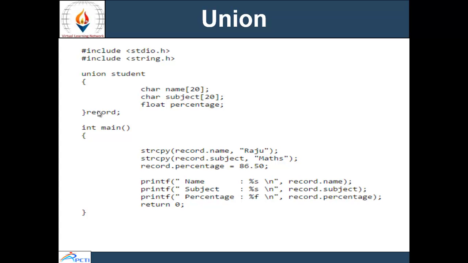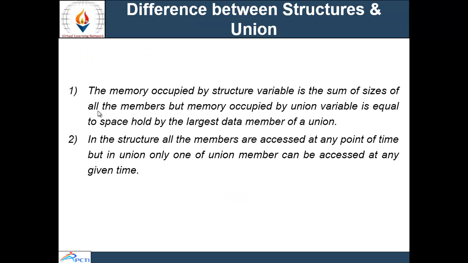Program. Here union student. I have declared char name, char subject, float percentage, and the variable of union is record. I am using strcpy. In record.name, Raju will be copied. In record.subject, Math will be copied. I am using the string function over there. And record.percentage, I have written 86.50. So for printing, it will print record.name, record.subject and record.percentage.